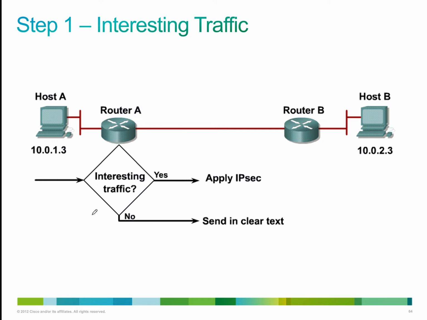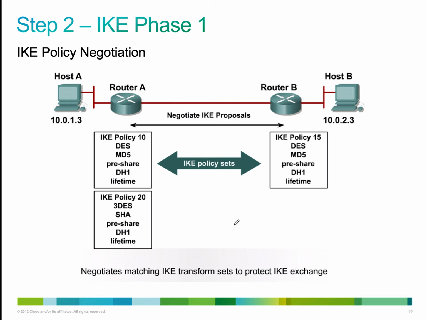Okay, so if host A sends data and it is interested traffic, then IPsec will apply. If not, it is sent back as clear text. So step two, IKE phase one. This router has the security policy, IKE policy 10: DES, that's my encryption, this is my hash, pre-shared value is my authentication, DH1 is my key exchange, and then lifetime. Then they exchange their IKE policy sets. Negotiation matches IKE transform sets to protect the IKE exchange.